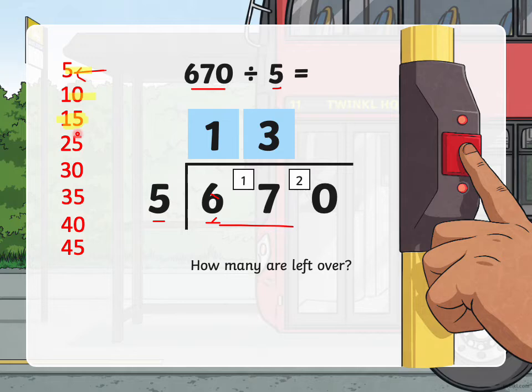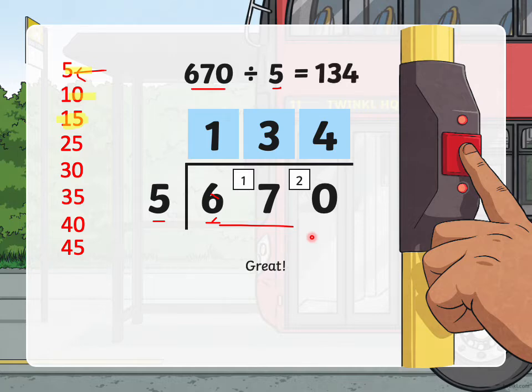Oh, I forgot to write it. Okay. Now 20 divided by 5 is 4. Okay, now the answer is 134.